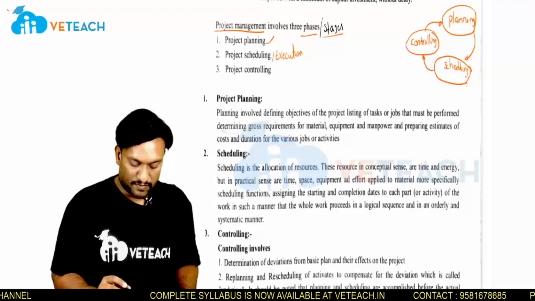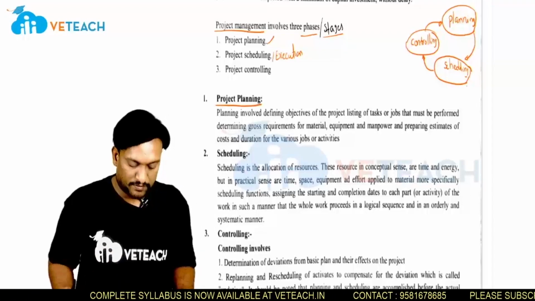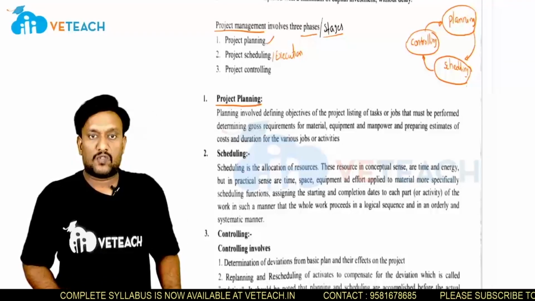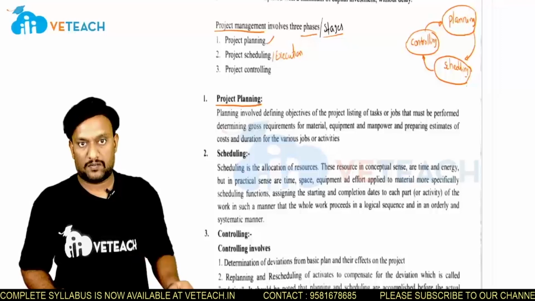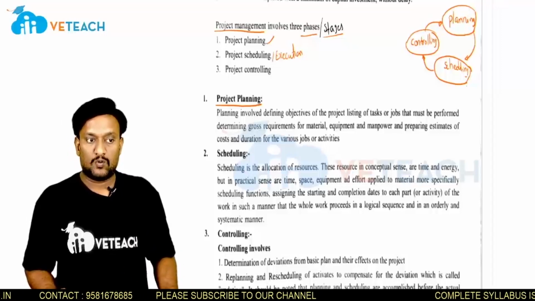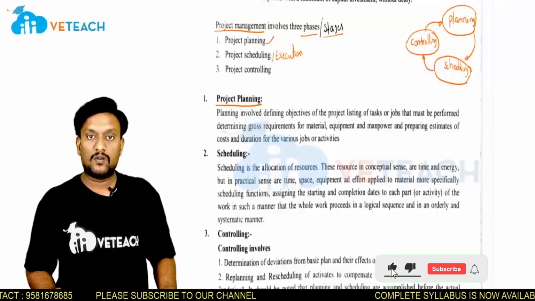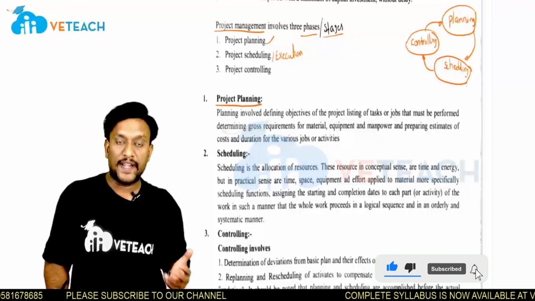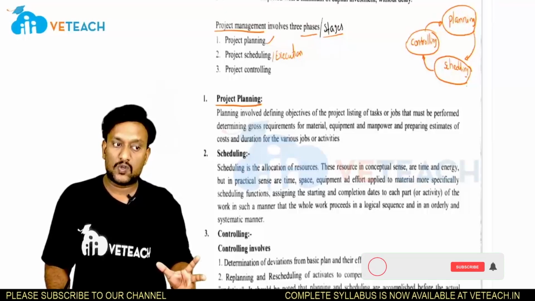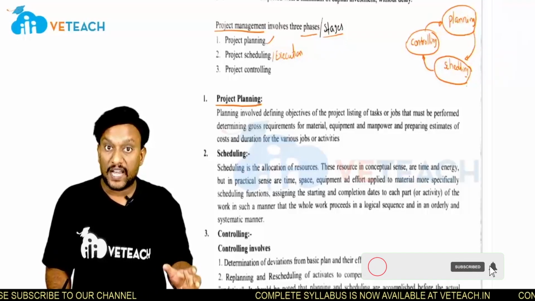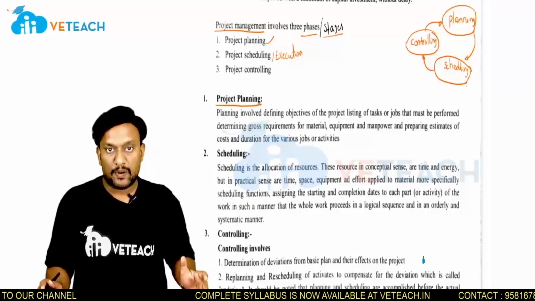Now, what is project planning? In project planning, first we will identify the resources required to complete the project. We will define the objectives. What are the tasks? What are the things to do? We will identify the list of works to do and plan them. We will look at what resources are available: what material, what machine or equipment, what manpower is available.